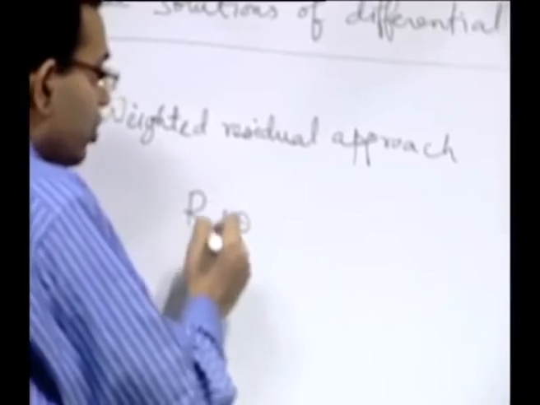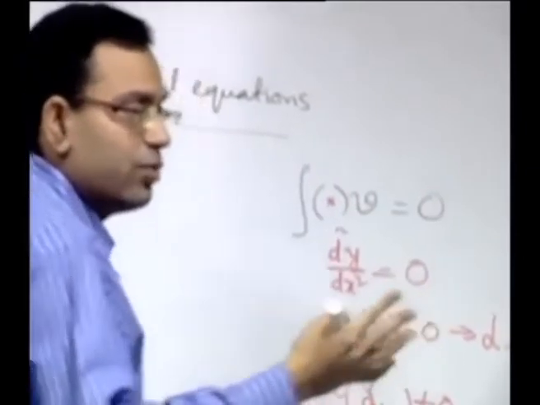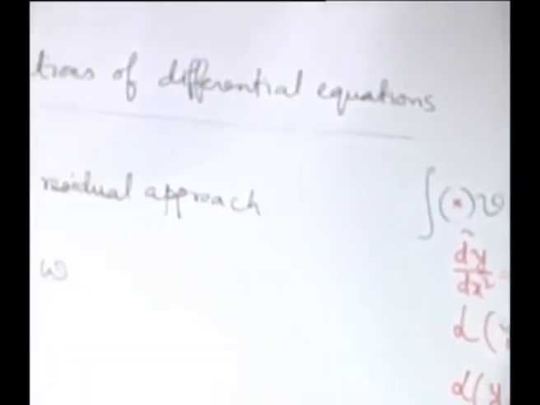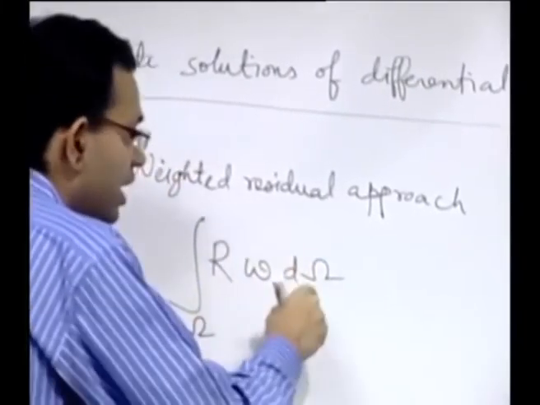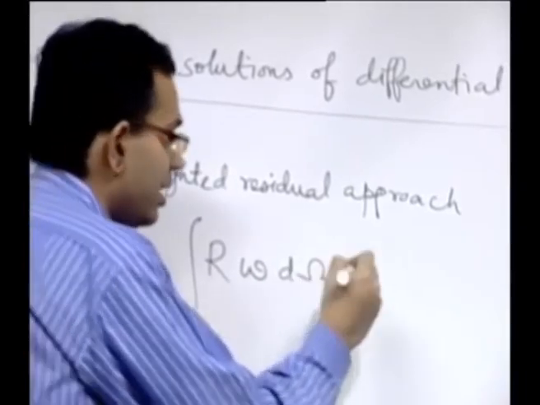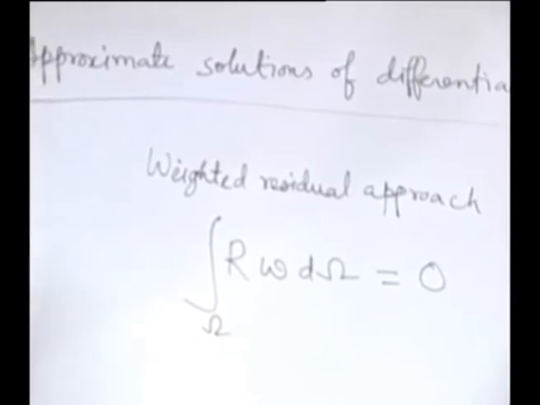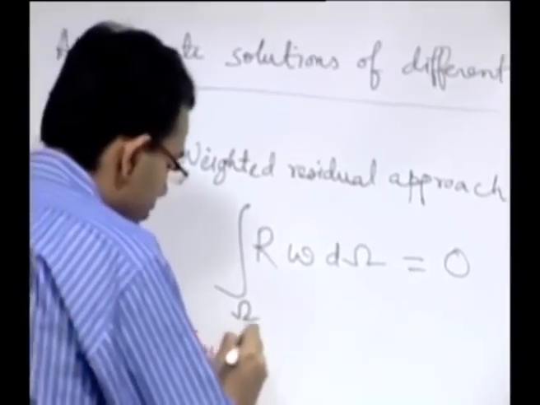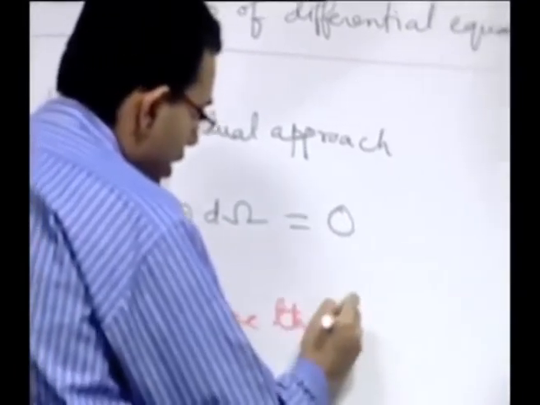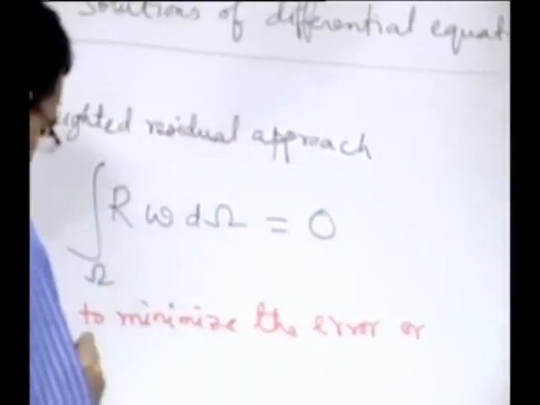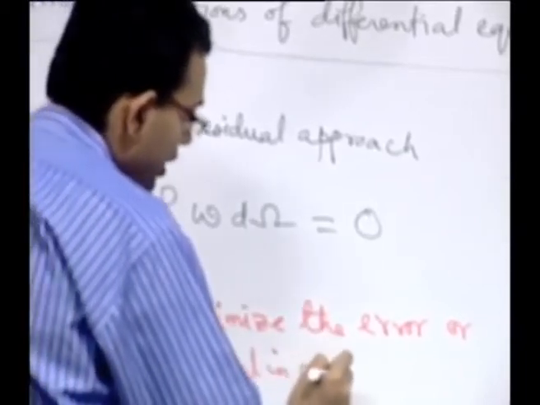w, which is a non abstract function, which is not like the variation in y, but it is some function. We will later on see in the next class how to choose these functions and integrate it over the domain. So, let us call it d omega, where d omega is an elemental part of the domain, and set it to 0. So, by this what we try to do, try to minimize the error or the residual in a weighted integral sense.